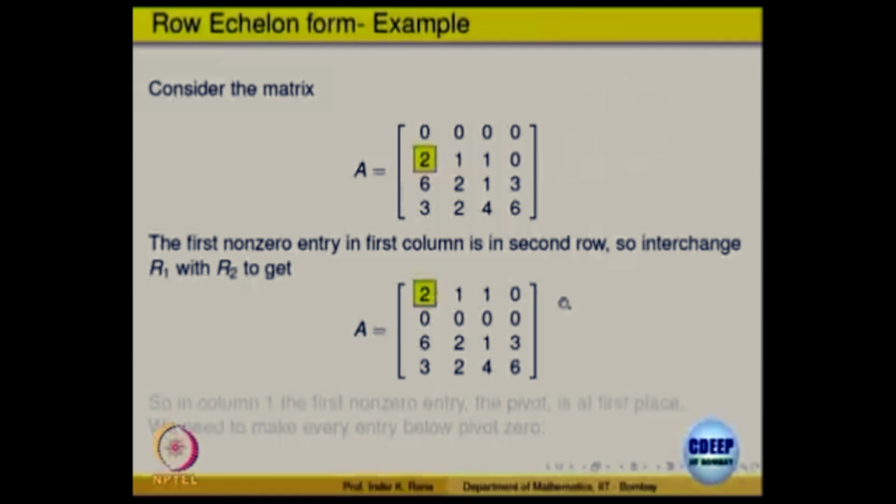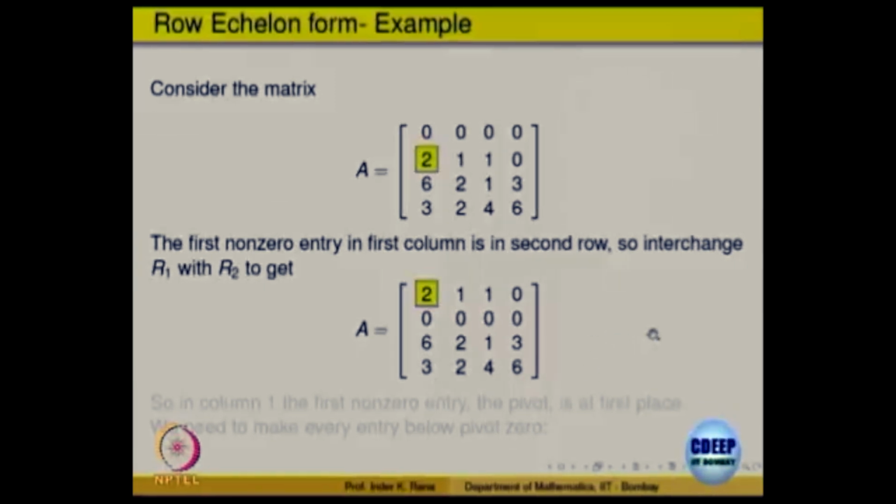Now, in that column everything else should be made 0. This is what the pivot is: below the pivot everything else should be made 0. You can multiply the row R1 by 3, which will give you 6 here, and subtract it from the third row, which will make that entry 6 into 0. Similarly for the next one.